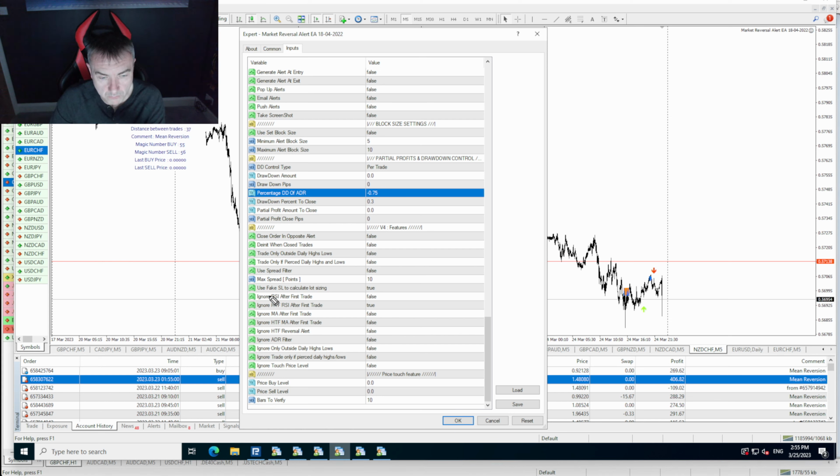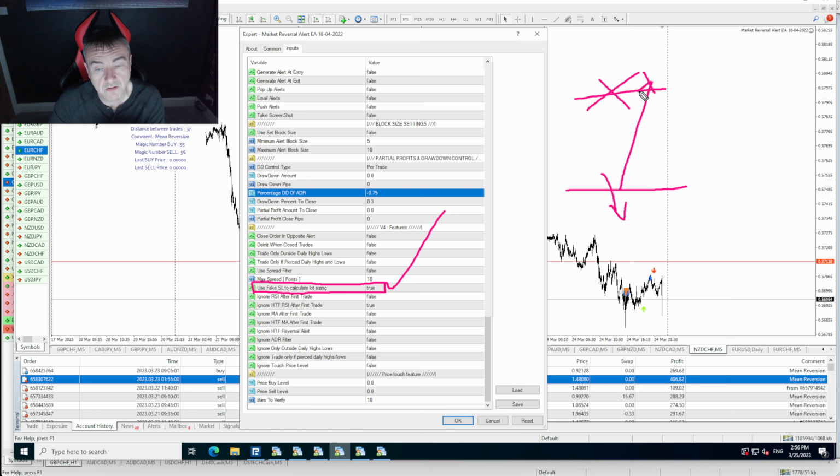One setting that's important on all of these is the use fake stop loss to calculate lot size. That's always set to true on every single set file that I use because I'm a position trader. So what I do is I calculate my lot size using a stop loss when I get into my position. And then as soon as the position's entered, the stop loss is removed to make sure that we don't get stopped out on the position.